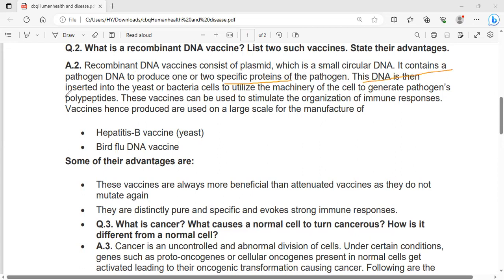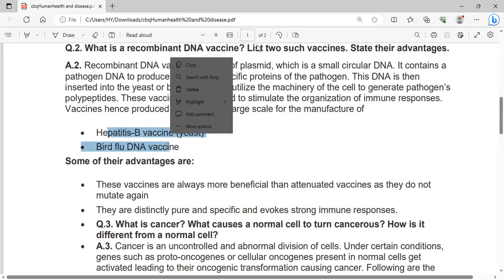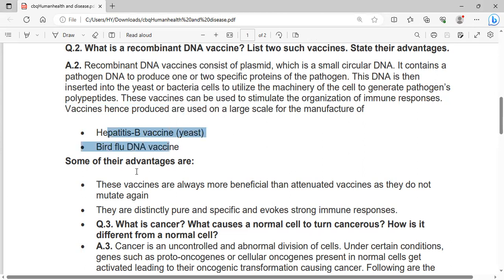This DNA is inserted into the yeast or bacterial cells to utilize the machinery of the cells to generate pathogen polypeptides. So in us, the pathogen polypeptide is produced, and these vaccines can be used to stimulate immune responses. Vaccines hence produced are used on a large scale. Hepatitis B vaccine, which is produced in the yeast, is introduced in us. Bird flu DNA vaccines are also there.